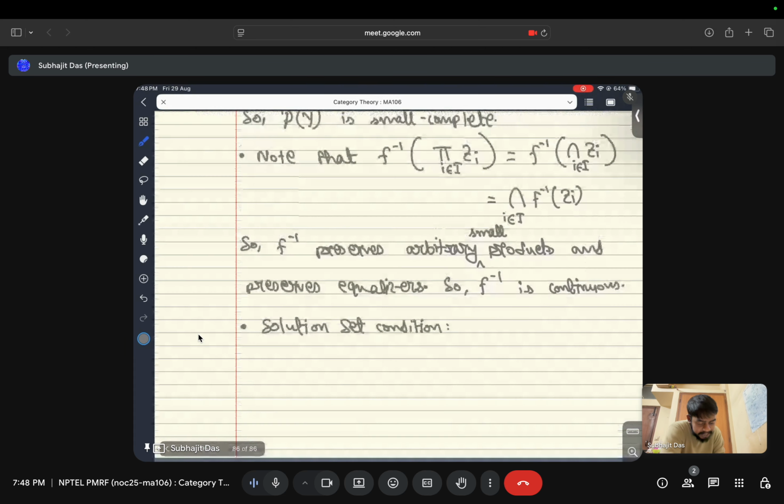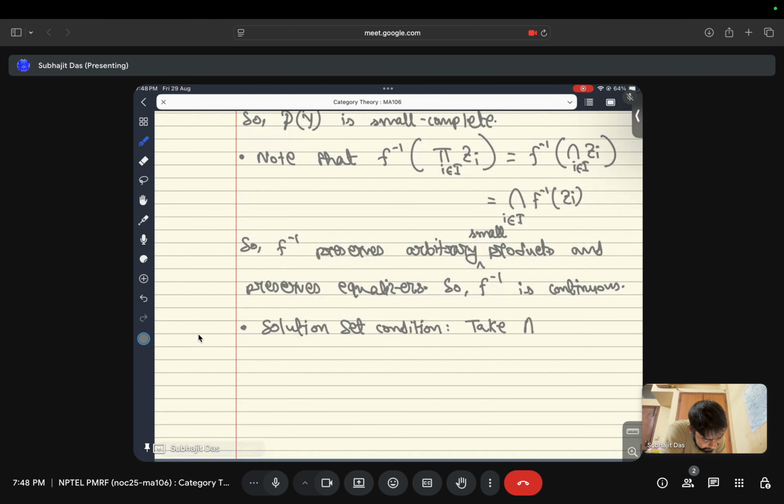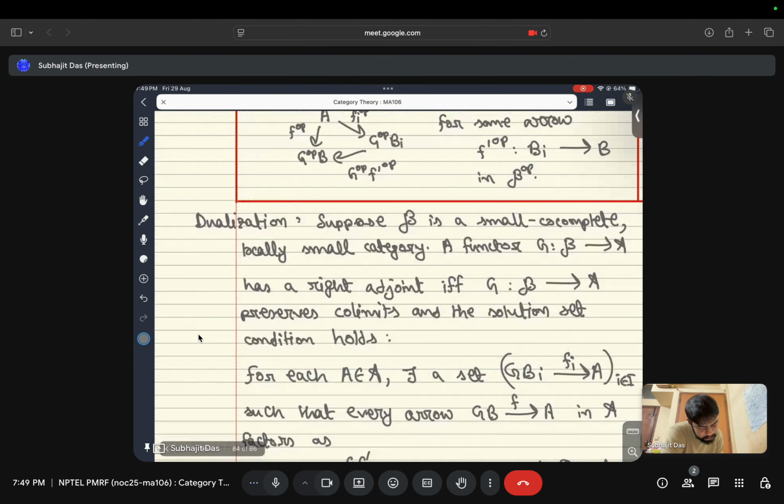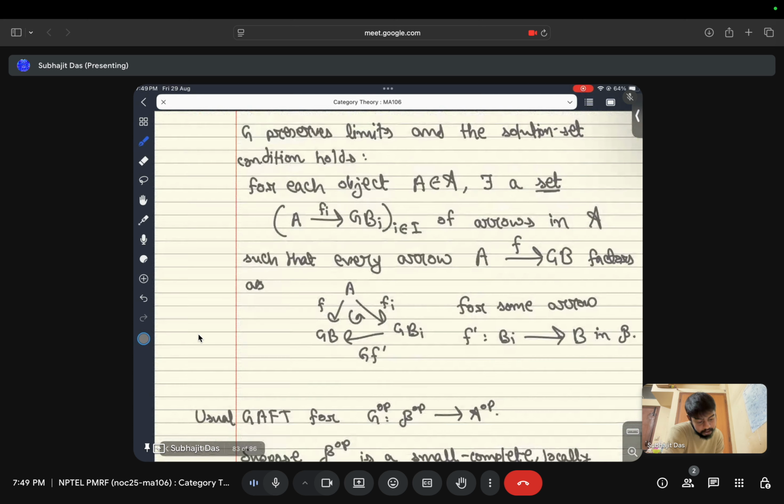So take some object A in A, which is Px here. That is, take a subset A of Px. We should be able to find a family of arrows A to GBi. So G is our F inverse functor. So we should be able to find a family of inclusions. So A should be contained in F inverse of Bi, where Bi are subsets of Y, such that if A is contained in F inverse of some B, then we should have a commutative diagram like this.